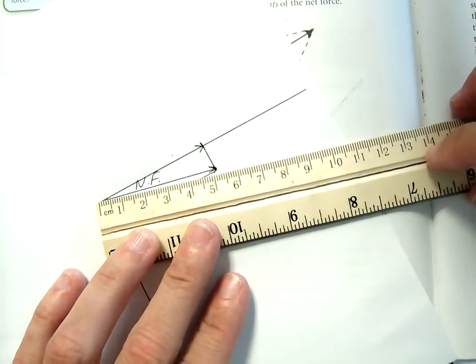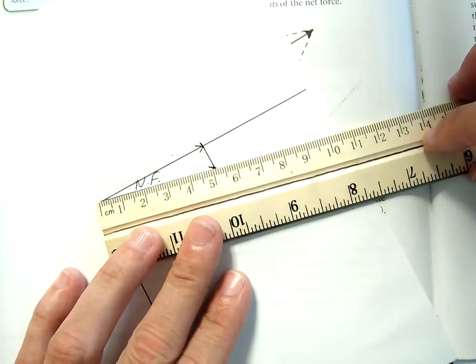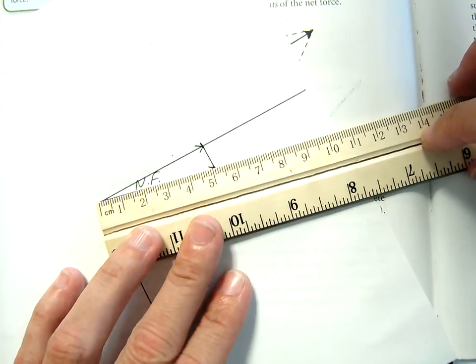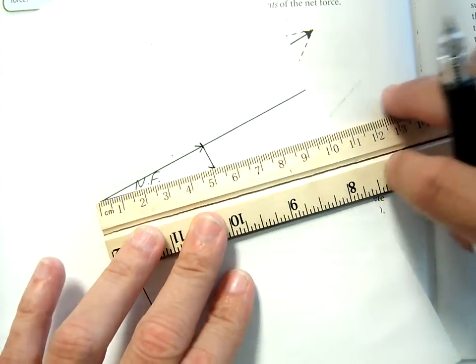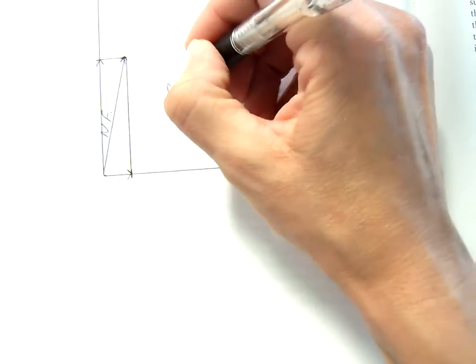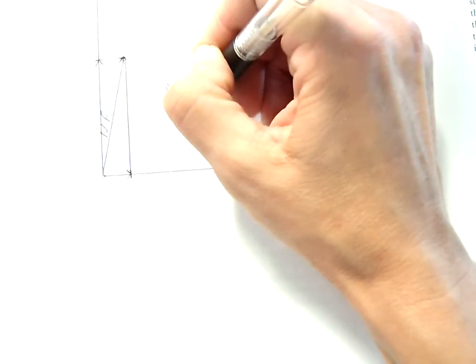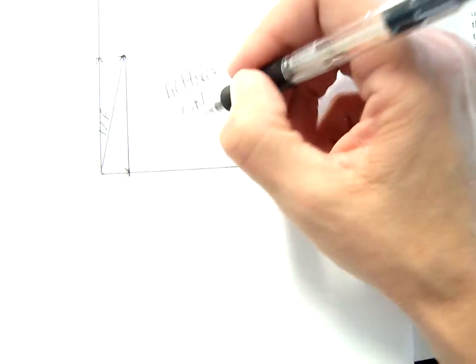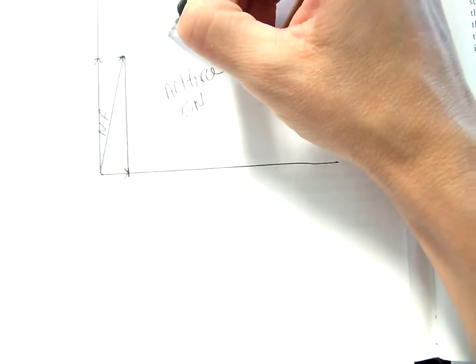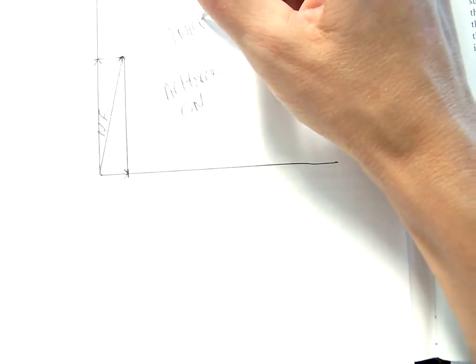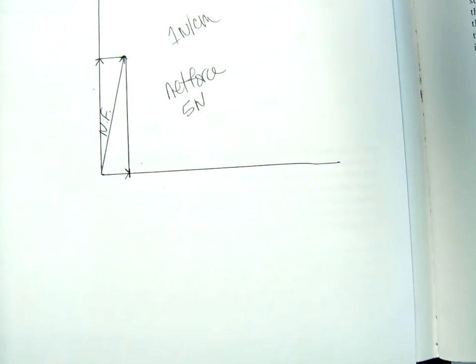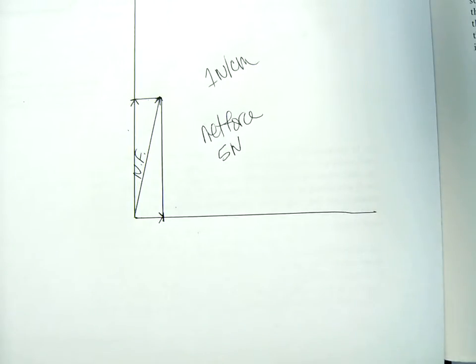Let's make up a proportionality constant so we can figure this out. Let's see, we're going to do 1 Newton per centimeter. Oh, that's 5 centimeters. That works out very well. That's a 5 centimeter line. So my net force is 5 newtons, and my proportionality constant is 1 Newton per centimeter. Or I could say 1 centimeter per Newton. It's the same thing. In this case, it's the same thing.